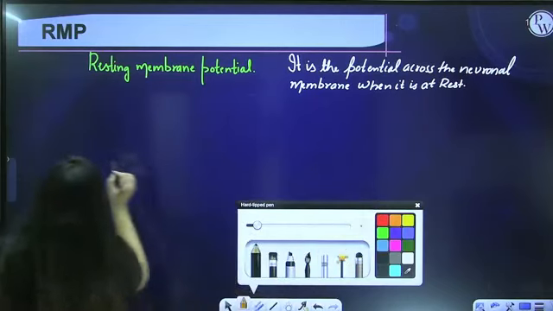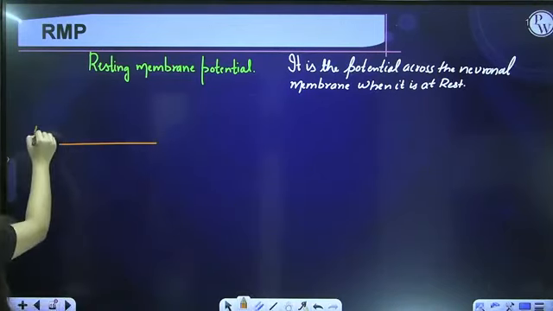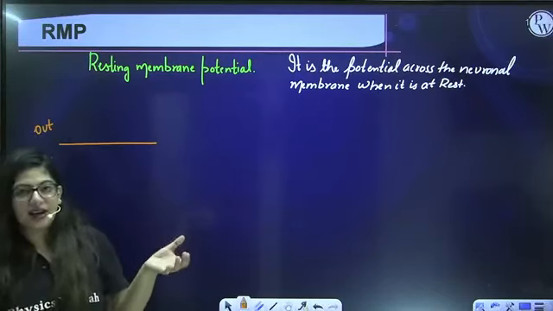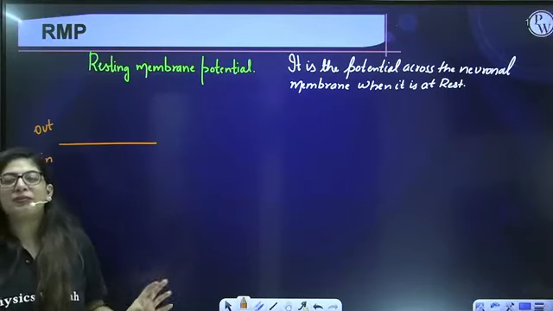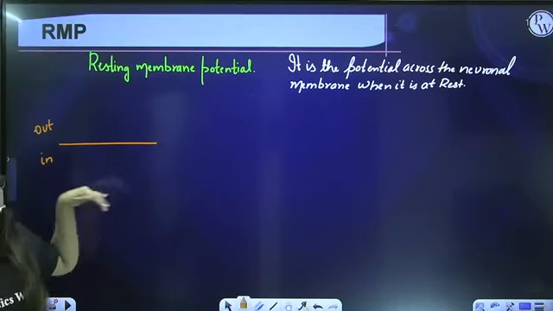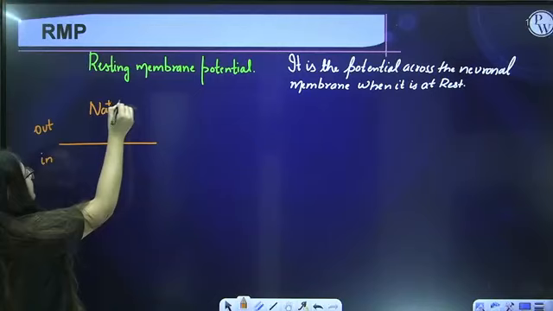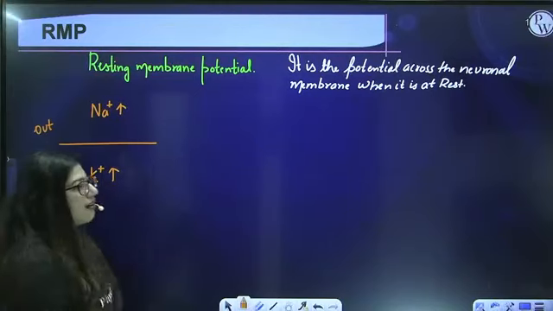For example, again, this is your neuronal cell membrane. Say this is the outside and this is the inside. We are not drawing the entire cell. I have just drawn one axonal membrane, the cell membrane of the axon, right? So we say that outside the cell the concentration of sodium ions is always higher, and inside potassium ions are always higher, right?